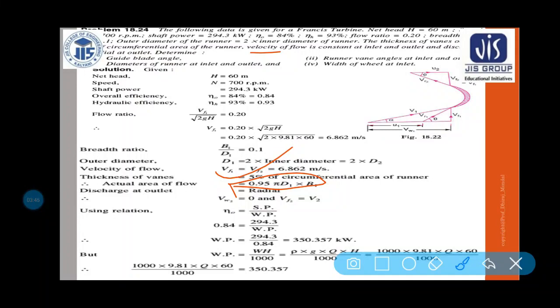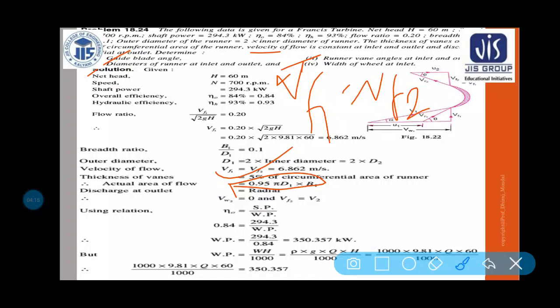Velocity of flow is constant at inlet and outlet, and discharge is radial. So velocity of flow means Vf1 is equal to Vf2. So the velocity of flow is constant. Next, determine the guide blade angle, the diameter of the runner at inlet and outlet, the runner vane angles at inlet and outlet, and the width of the wheel at inlet. So these are the 4 questions which have been asked.